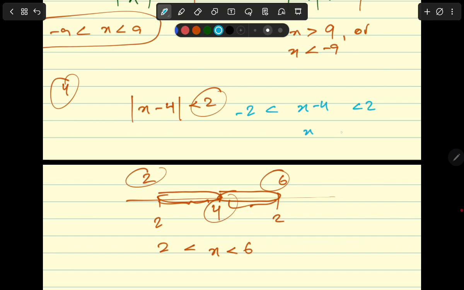And then you add 4 to all the sides. So this is x is between 6 and 2. Okay, so 10 seconds, no memorization and no panic.